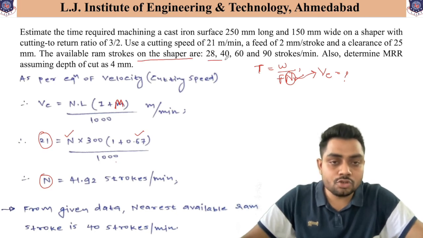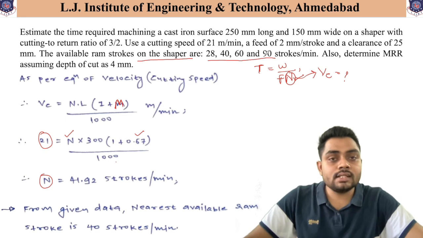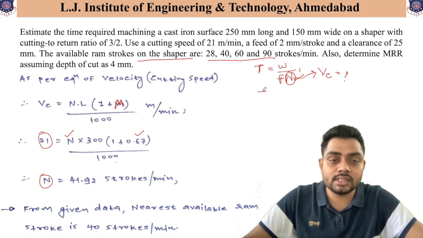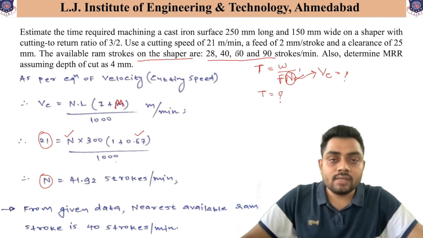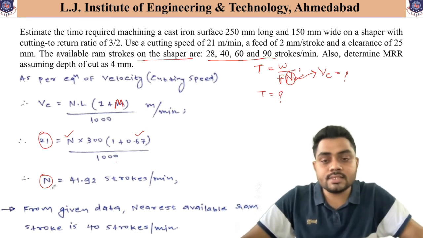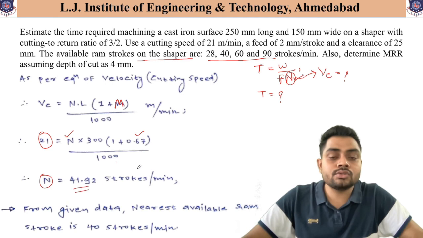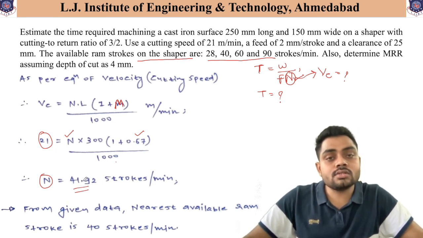That means we need to select from the standard strokes only. If they have not given the standard strokes available, then we can move forward with the standard equation of the machining time that we have discussed earlier. But here they have given the available ram strokes and we need to use from these only, because as you can see here we are getting the value of n, that is 41.92 strokes per minute. But we need to use the standard strokes data available.